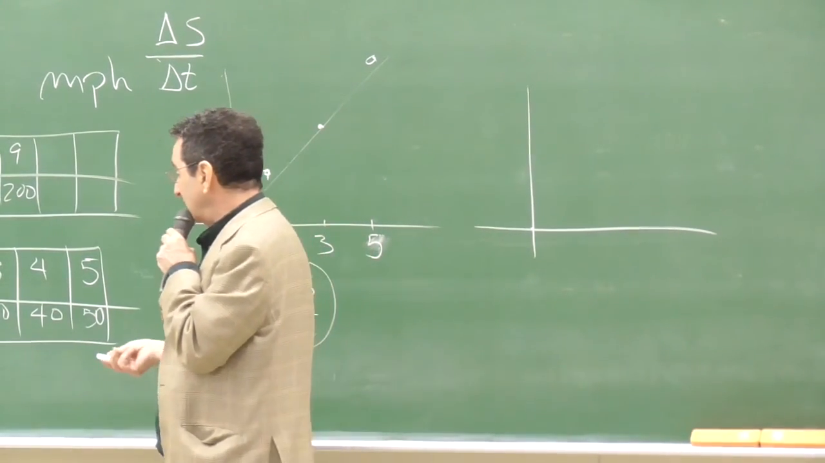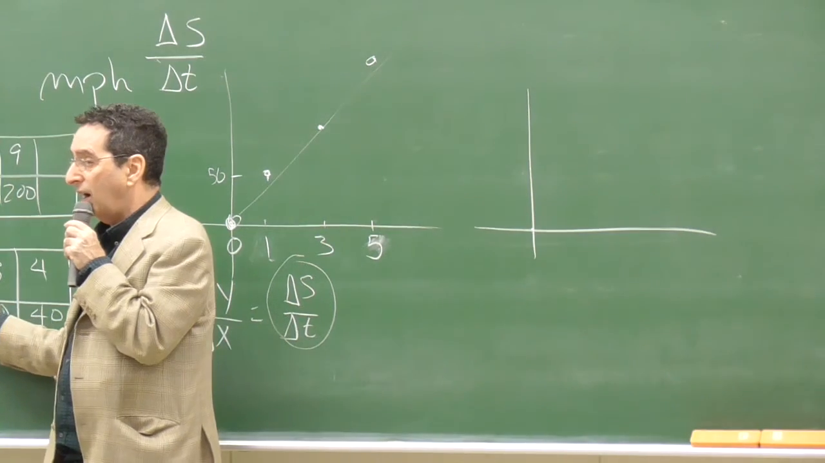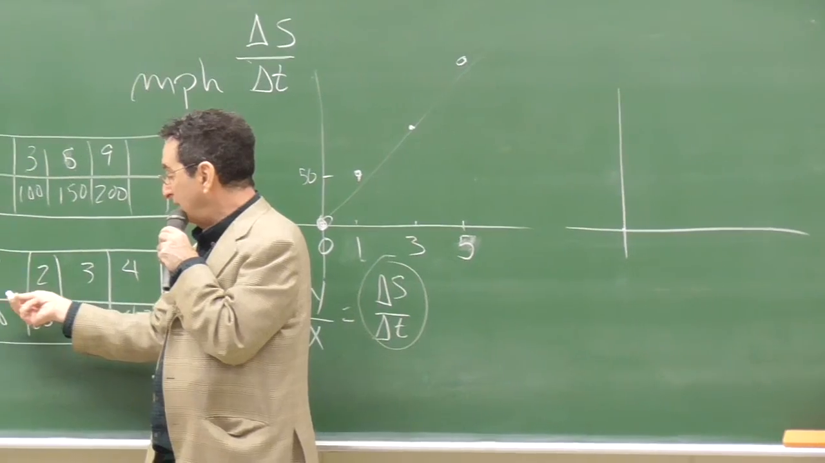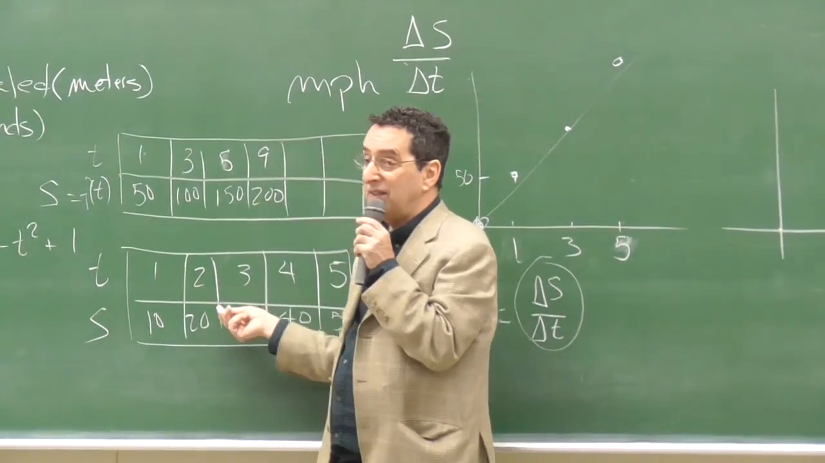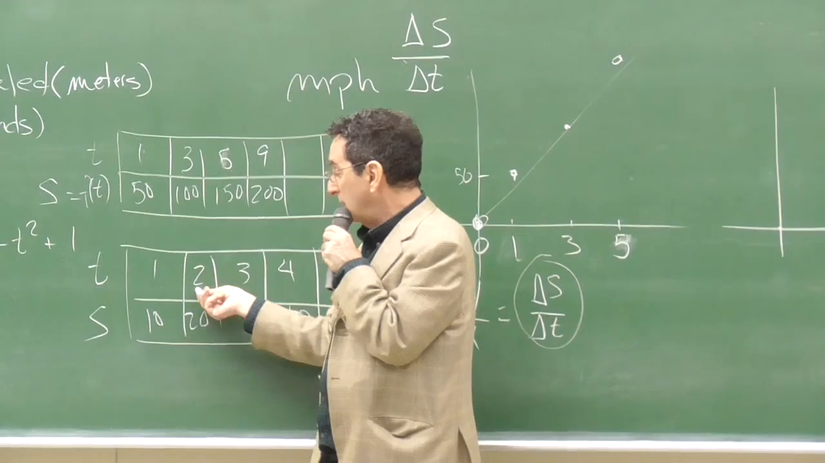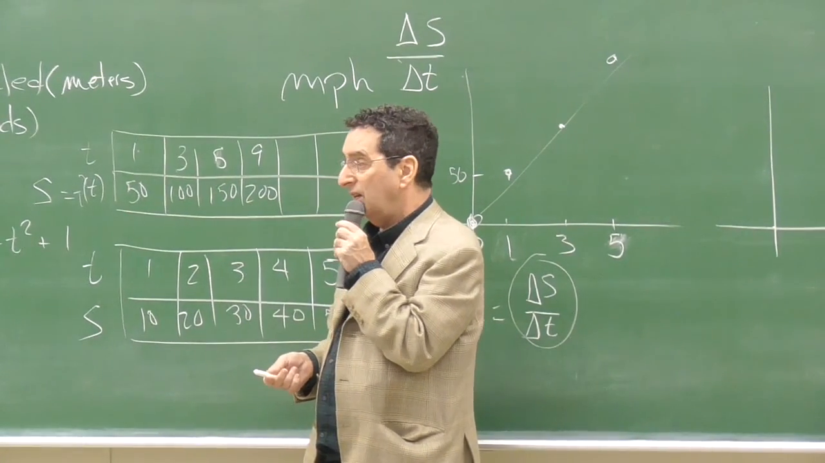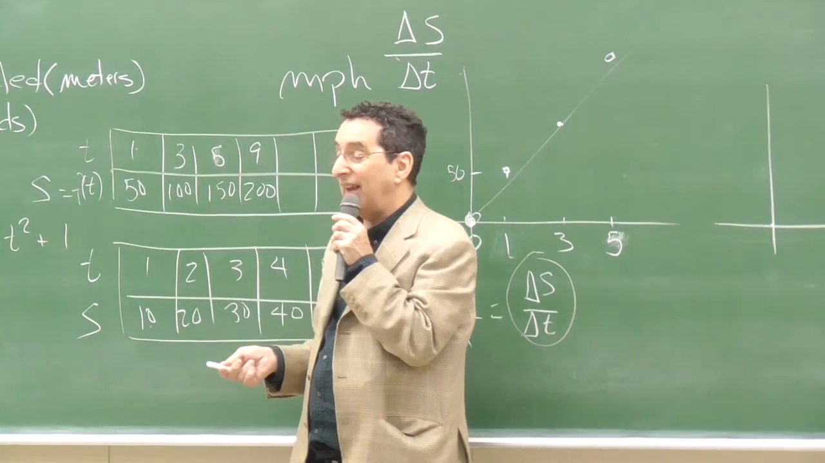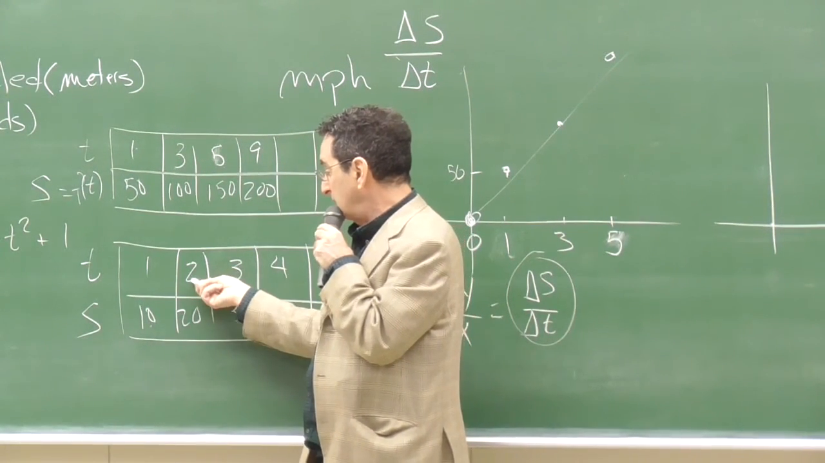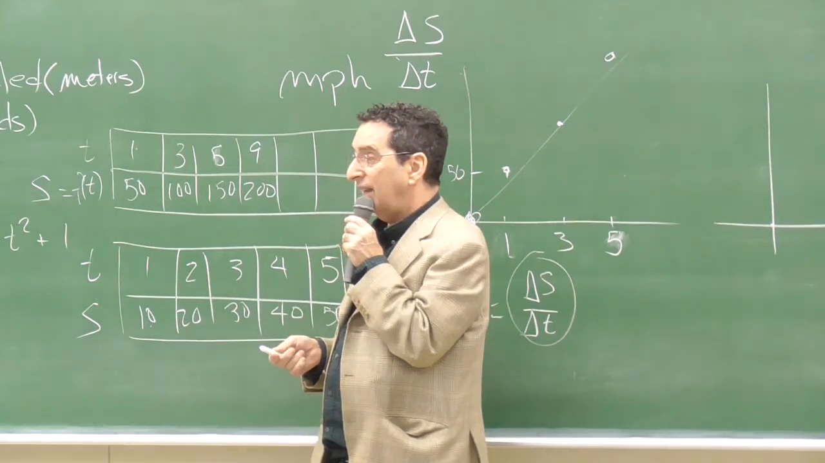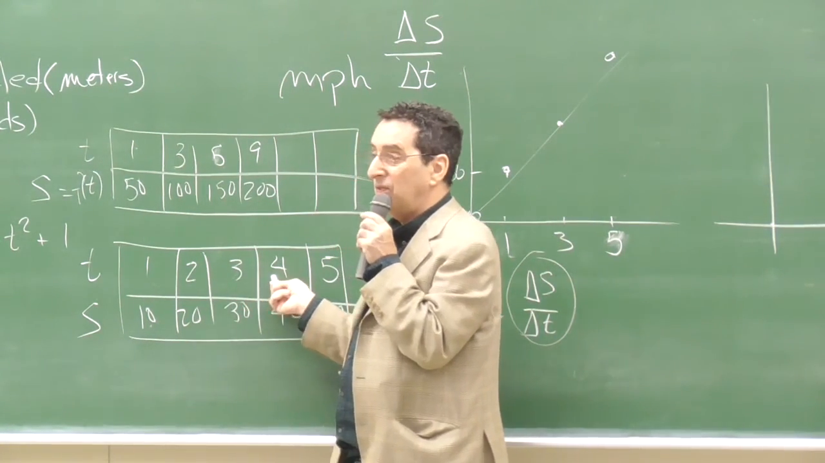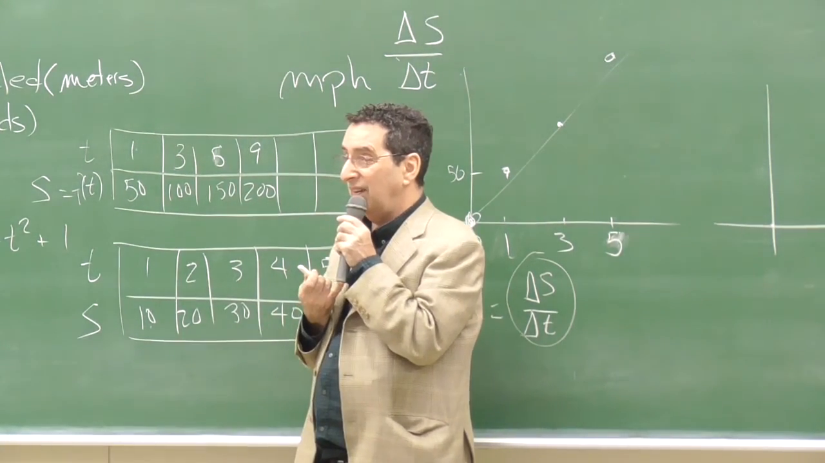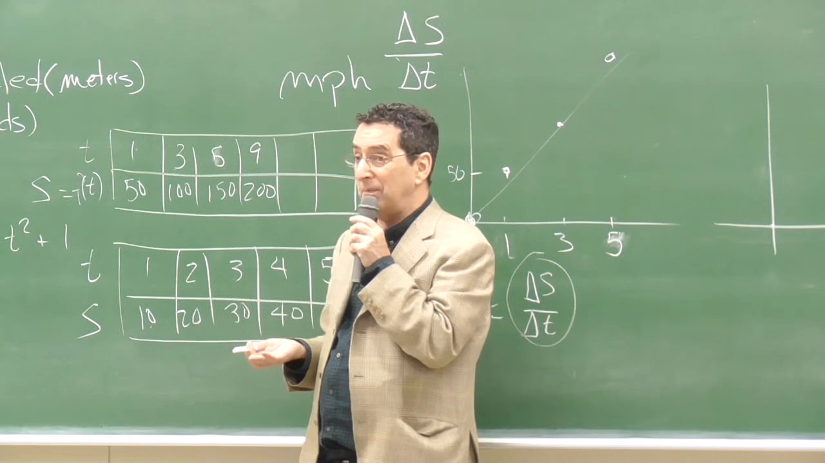So now, how does this jar with your intuition? What's the average velocity or the average rate of change between 1 and 2 seconds? So that's 20 minus 10 over 2 minus 1. That's 10. What's the average rate of change between 2 and 3? 10. What's the average rate of change between 3 and 4? 10. Does that make sense? Do you think things fall like that? Do you think the speed is always the same when you drop something?